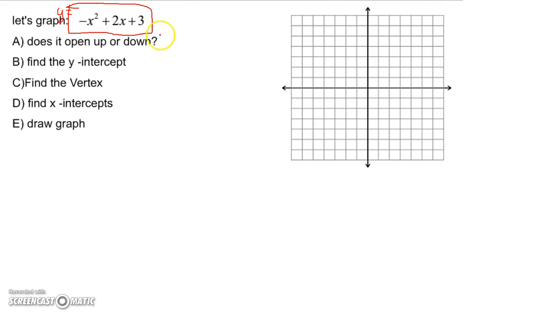Okay, does it open up or down? We have to look at the sign on your x squared. The sign is a negative. That means it's going to open downwards. It's going to be a frowny face looking thing.